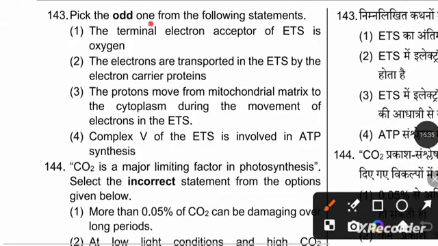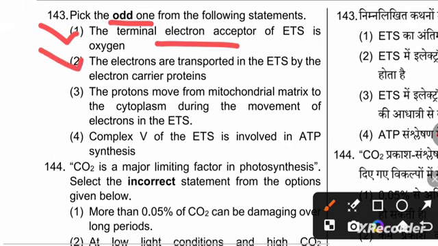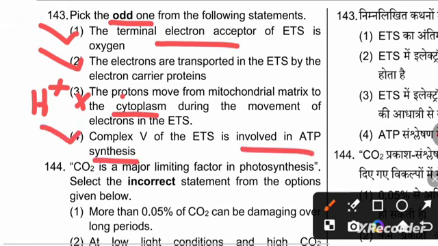Pick the odd one from the following statements. First statement, the terminal electron acceptor of ETC is oxygen. Yes. The electrons are transmitted in the electron transport system by electron carrier proteins. This is also right. The protons, H plus, move from mitochondrial matrix to cytoplasm. No, they won't move from the mitochondrial matrix to the cytoplasm. They move from the mitochondrial matrix to the intermembrane space. So this is the odd one for this question. Complex 5 of the electron transport system is involved in ATP synthesis. This is also right. So option 3 is the right answer for this question.